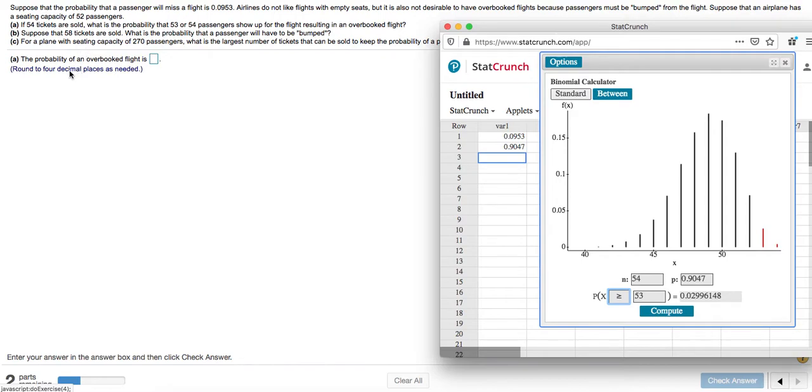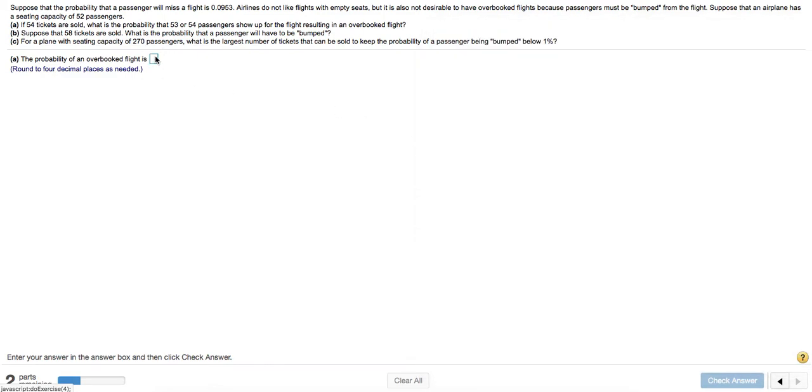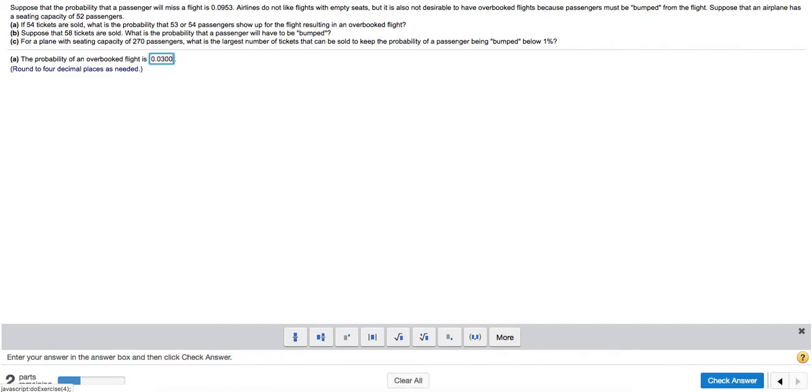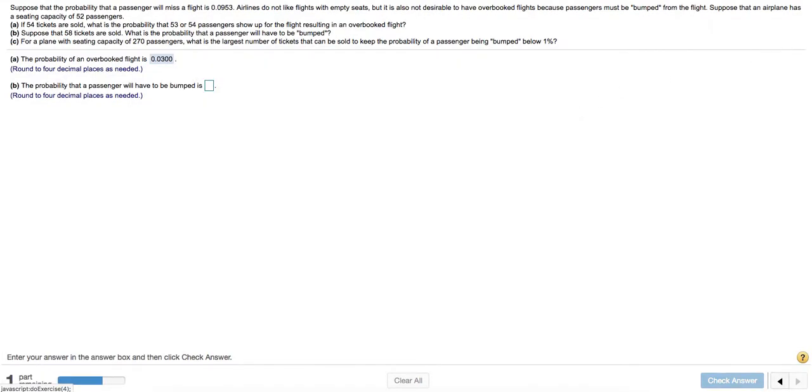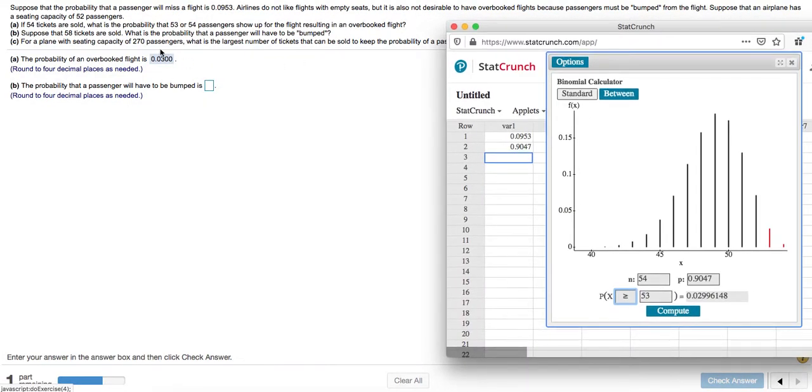Okay, I have to round this to 4 decimal places. That gives me 0.0299. But if that 9 gets rounded up, this is really going to be 0.0300. So I'll put that here. So this is the probability that they'll have an overbooked flight because 53 or 54 passengers arrived. So that's an unlikely event because that's really 3%, and that's a pretty small risk. So the airline might say, well, hey, let's go ahead and sell 54 tickets because it is unlikely that 53 or 54 people will show up, and therefore maybe their flight won't have any empty seats.